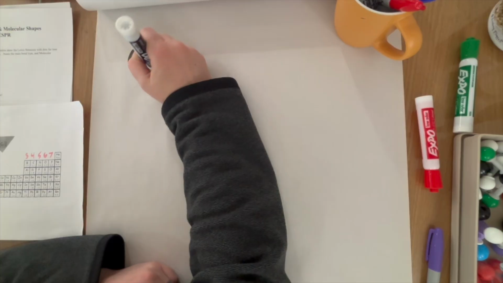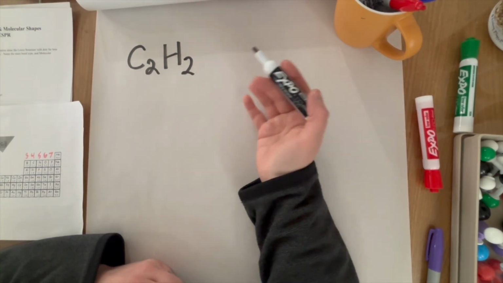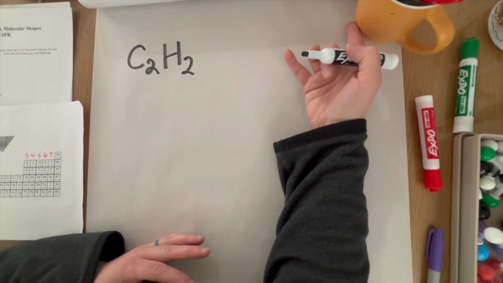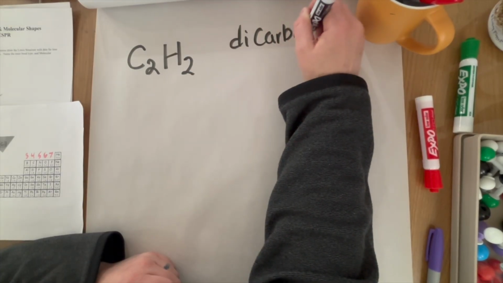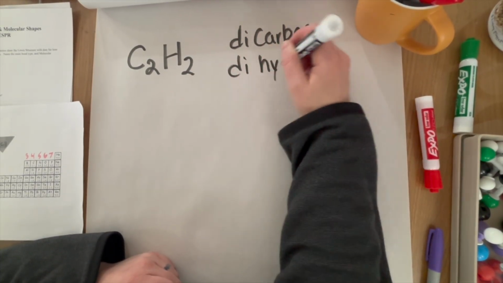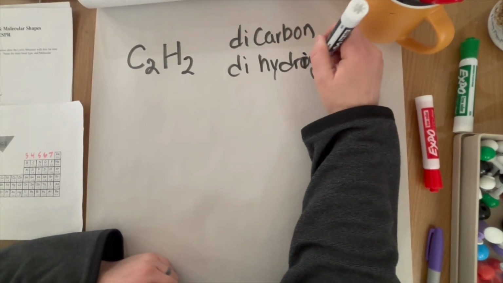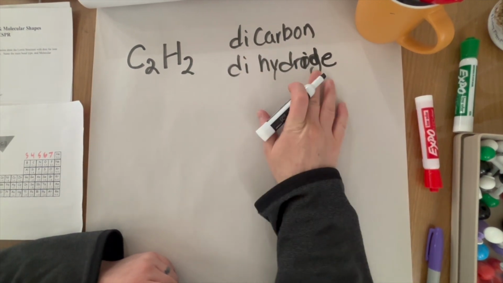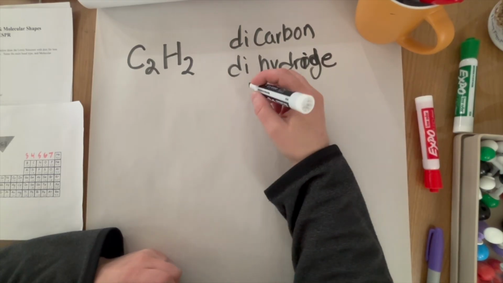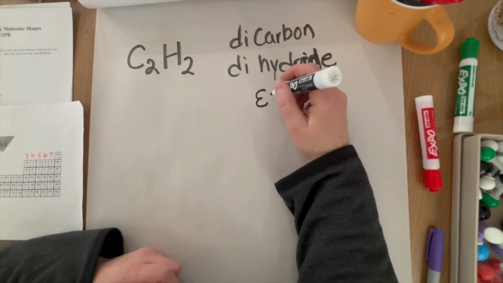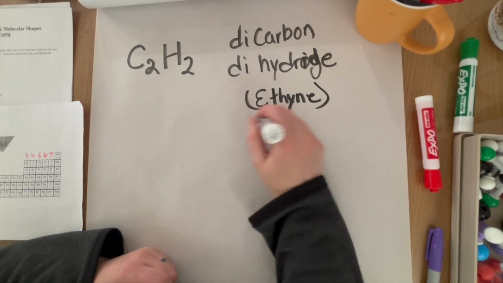So they're all right. Last one for homework C. We have this formula, and the way we have learned to name it so far would be dicarbon dihydride. But in fact, this is an organic molecule, which is ethyne, which we don't need to know because this is organic chemistry.